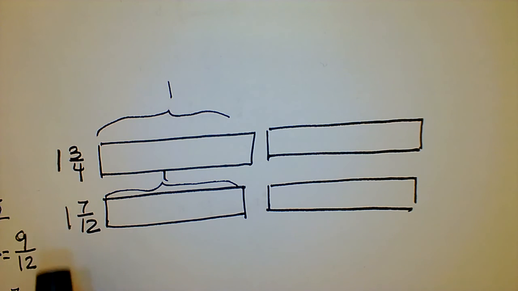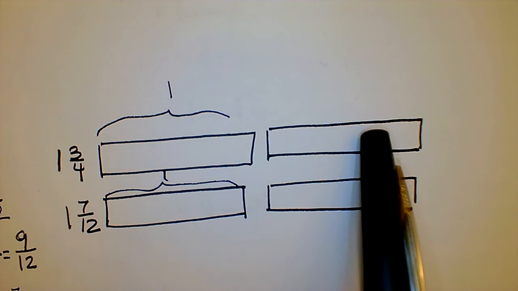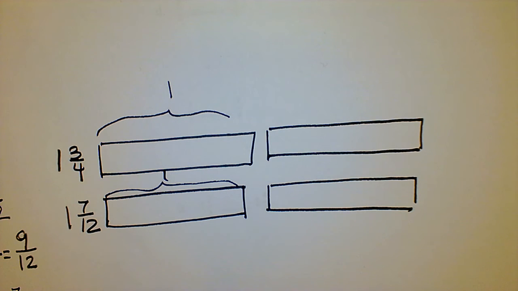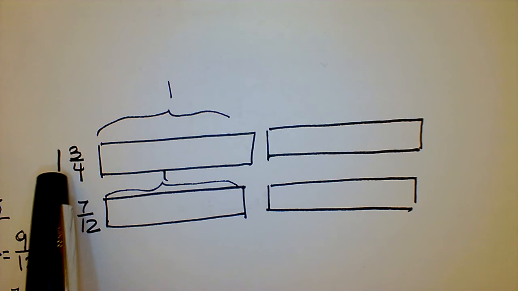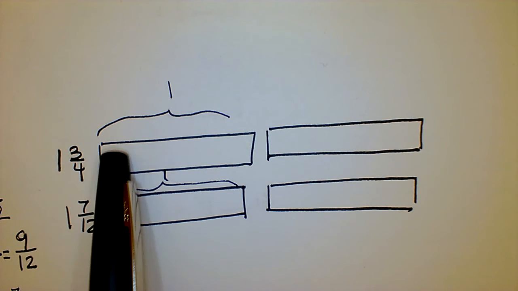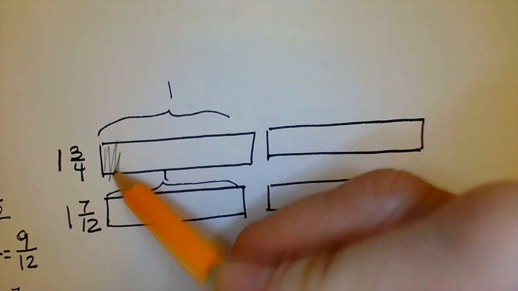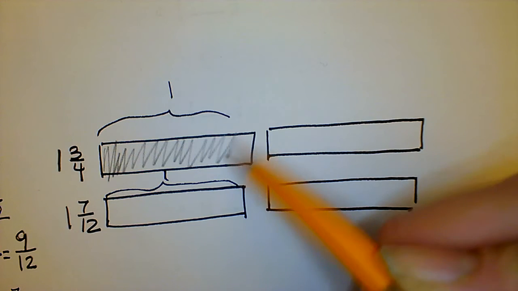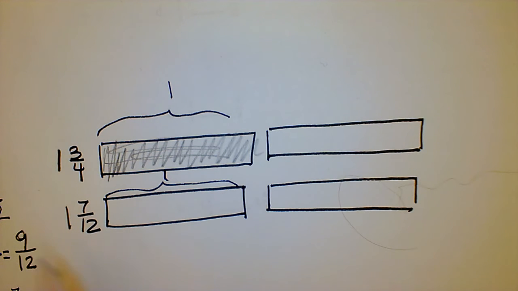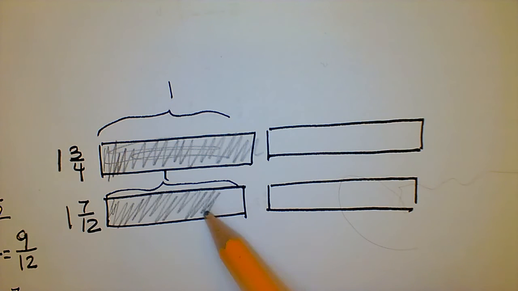So for 1 and 3/4 and for 1 and 7/12, I drew 2 tape diagrams, each of which represents a whole. Let's just start off with that. Since I have 1 and 3/4, I modeled this first one, and I'm going to shade that whole thing in because that's the 1. That's the whole. And also for 1 and 7/12, I have a whole. So again, that's what's the same about them. This is what's different, the fractions.